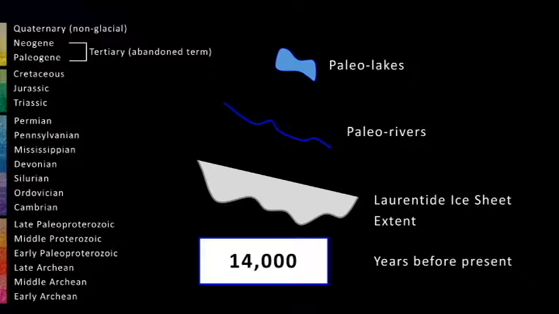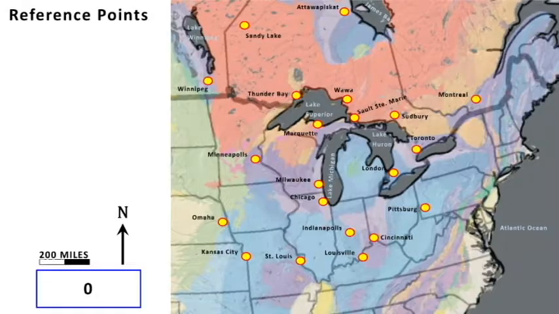That's what the Laurentide ice sheet is going to look like, its extent. And what you see down here is the years before present on each slide. I'm using the year 2000 as my standard, not 1950. If you're familiar with carbon dating, you'll know what that means, but I'm picking 2000 as my base. On this first slide, zero, which would be the year 2000, is just for reference points.